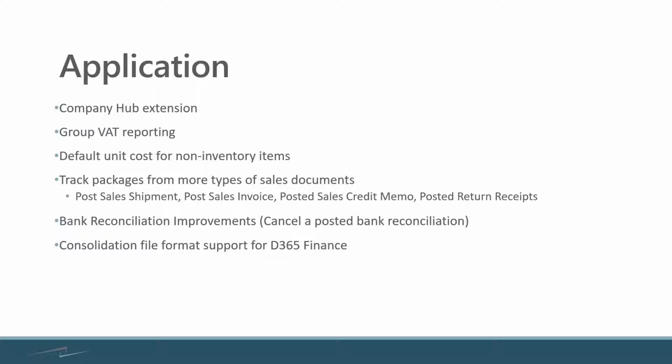Default unit cost for non-inventory items. So this is a nice setup. There's 3 inventory item types now. We've got inventory, non-inventory, and service. So this is a unit cost setting on a non-inventory item.